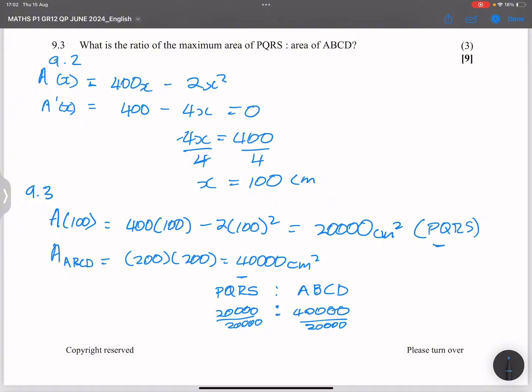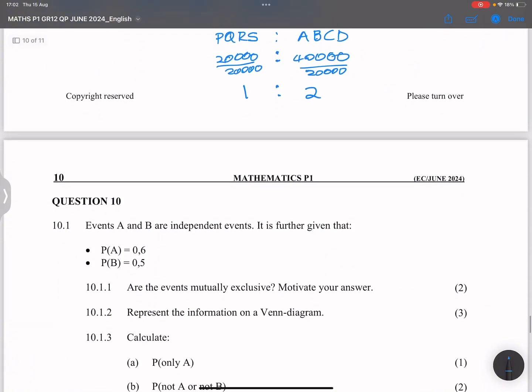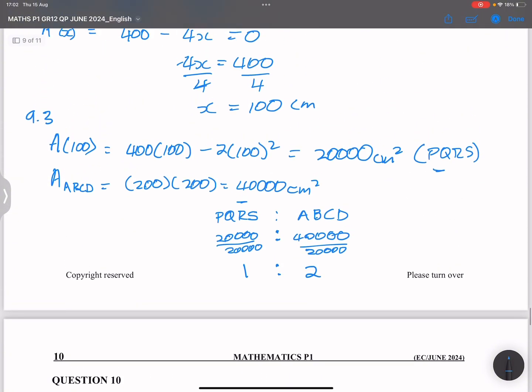And so that will give me 1:2. And really that is the ratio of the two areas. All right, and that is it, ladies and gents. Let's go on to the next question.